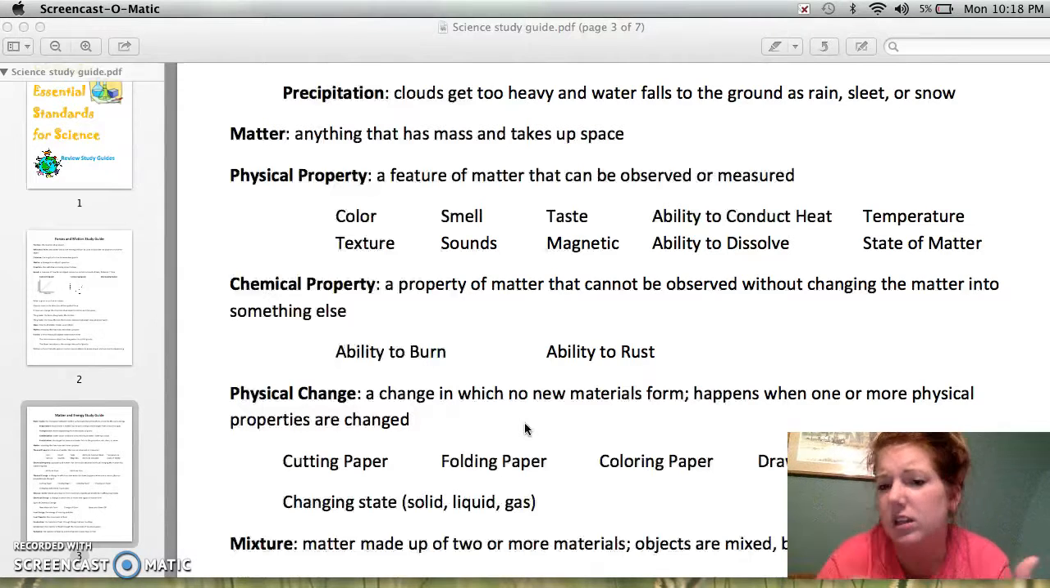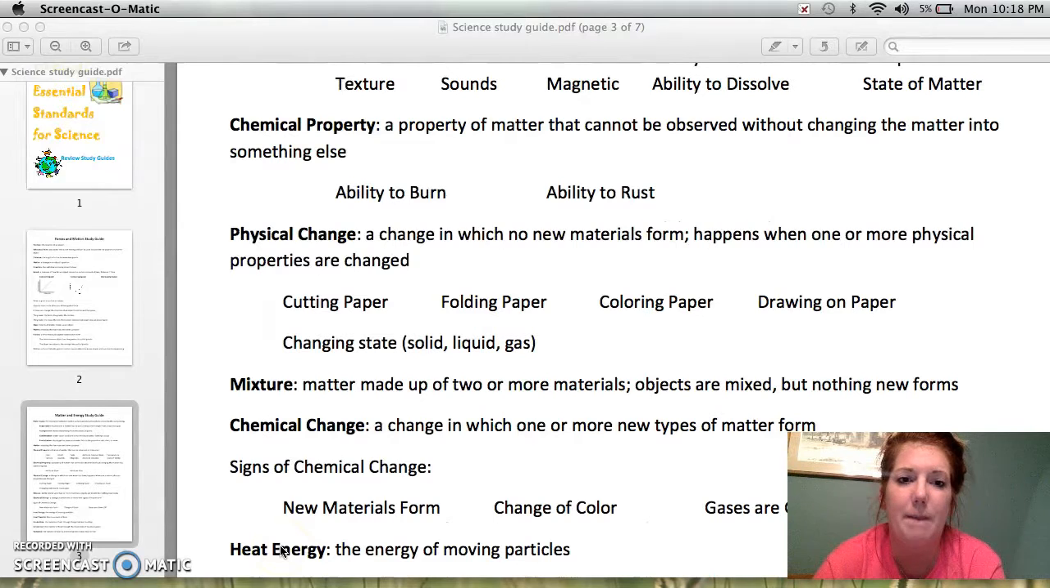So like solid, liquid, gas. That would be like water. It's still water. It's just changed to a solid, liquid, or gas. A mixture is matter made up of two or more materials. Objects are mixed, but nothing new forms, like salt water. It has a mixture of salt and water, but nothing new forms. It's still salt water. Chemical change, a change in which one or more new types of matter form.